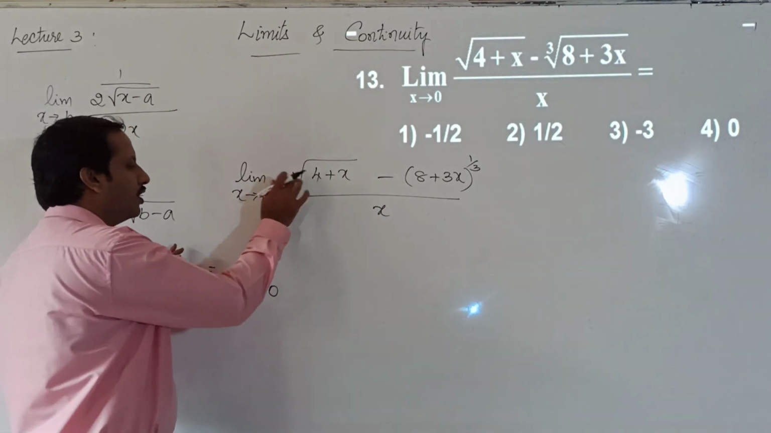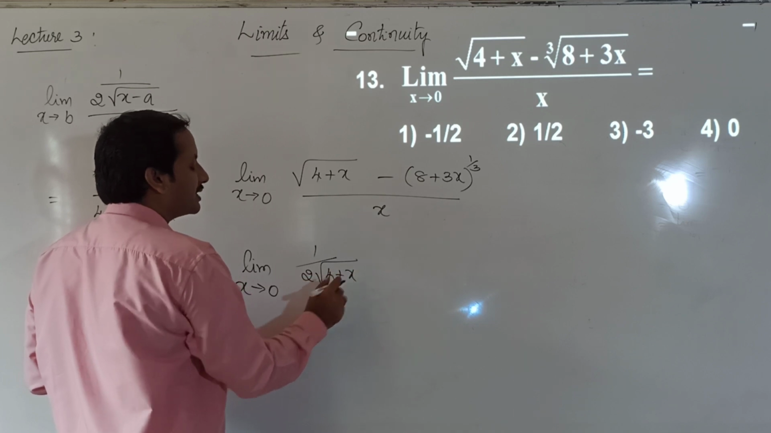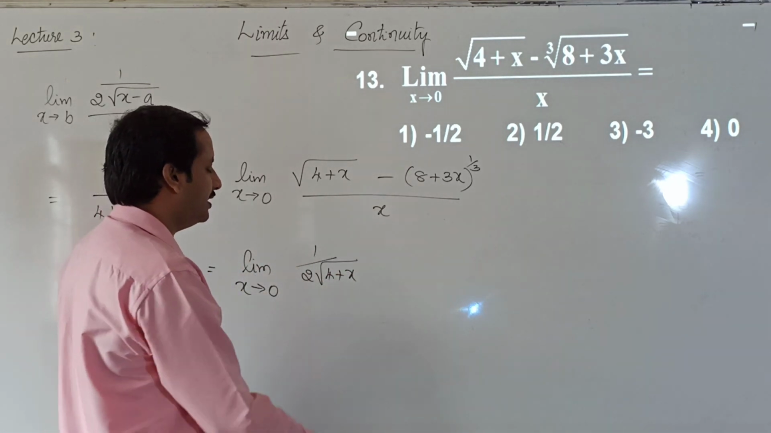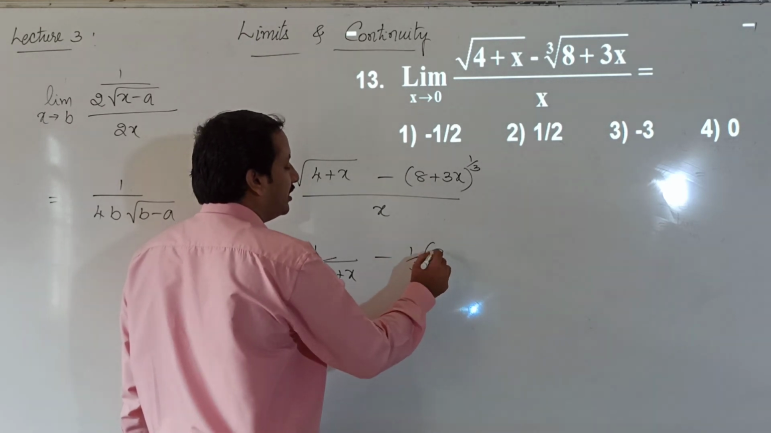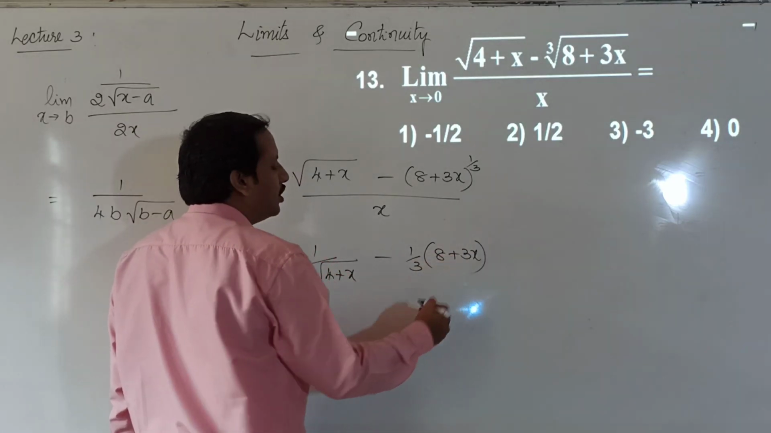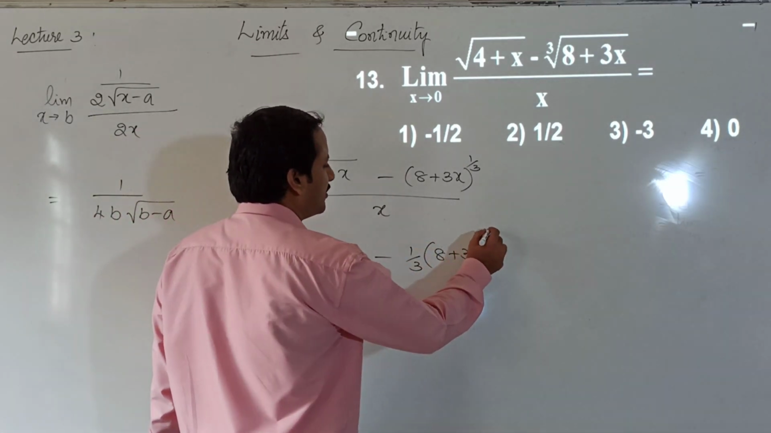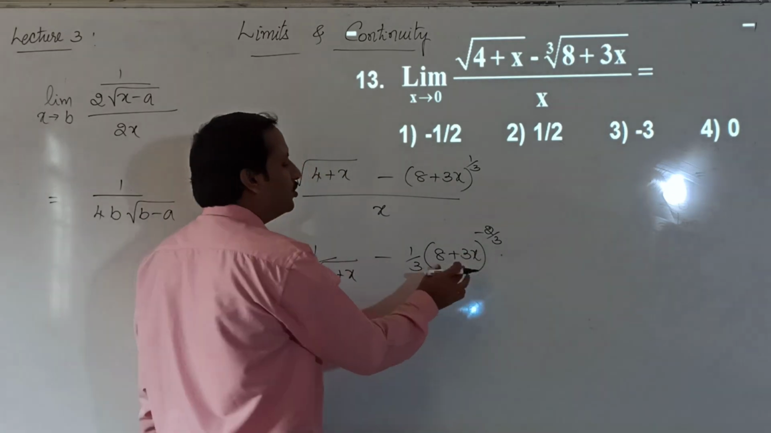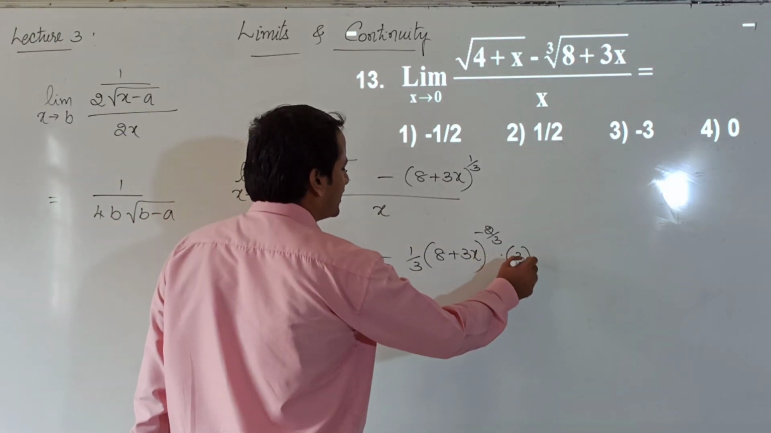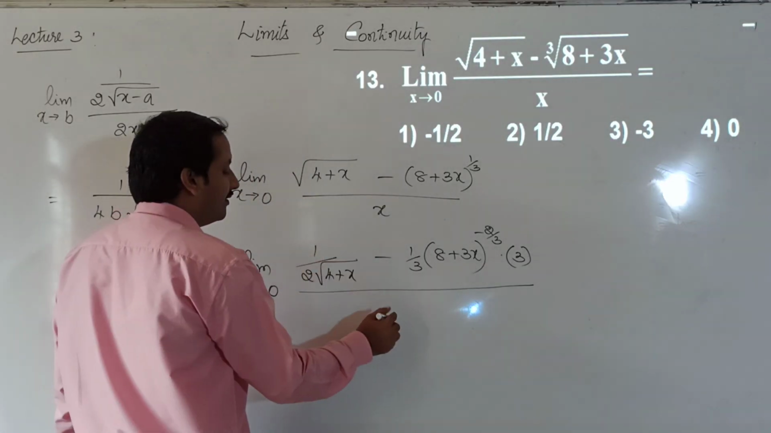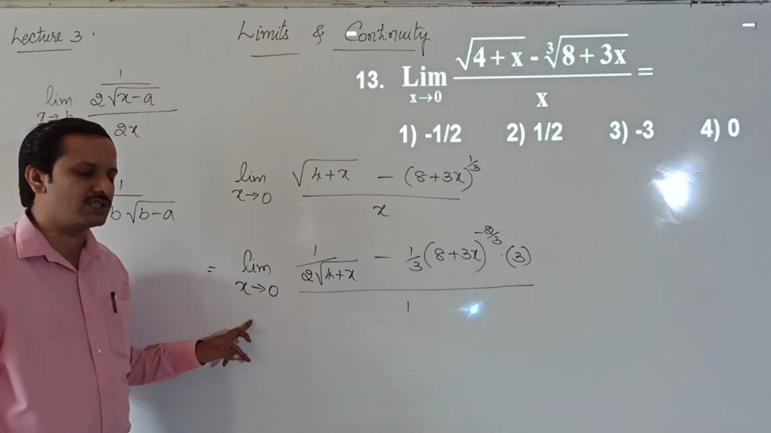Okay. Root 4 plus x, its derivative is 1 by 2 root of 4 plus x into the derivative of 4 plus x, which is 1, minus the derivative of this, which is 1 by 3 into 8 plus 3x to the power 1 by 3 minus 1. 1 by 3 minus 1 is minus 2 by 3, into the derivative of 8 plus 3x. Derivative of 8 plus 3x is 3, divided by the derivative of x, which is 1. Now apply the limit as x tends to 0.